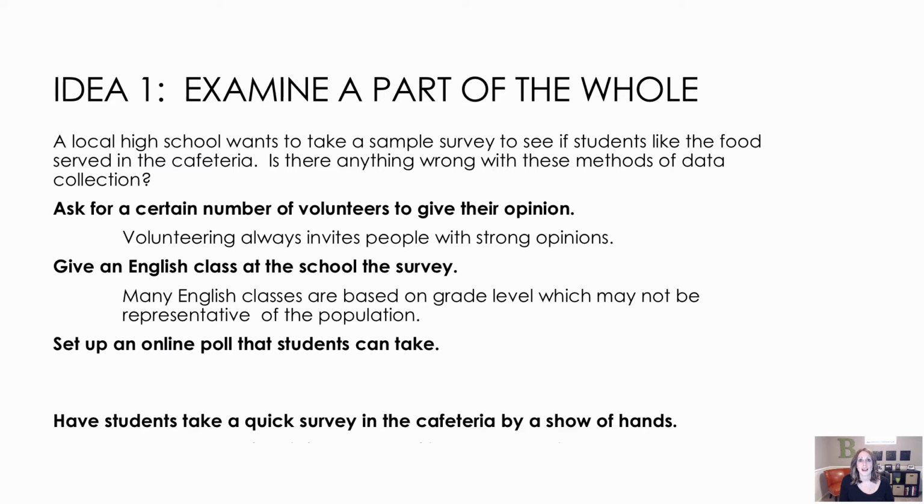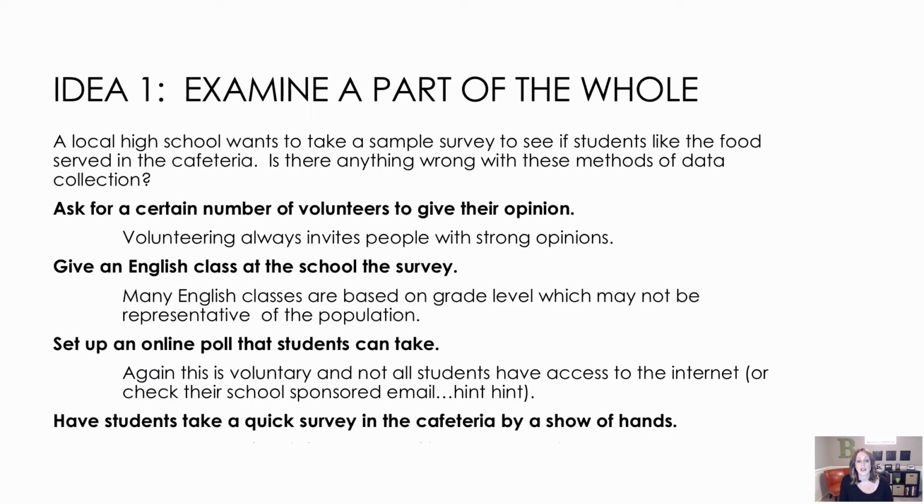I know that when I taught high school, the seniors at my school did not eat in the cafeteria. They all left because we had an open campus for seniors, whereas all of the freshmen did eat in the cafeteria. So the answers that I would get from a group of freshman English kids to a group of senior English kids would be quite different. Setting up an online poll that students could take. This isn't so bad, except that it is voluntary, and not all of the students at the school might have internet access. Hopefully they do, but you never know.